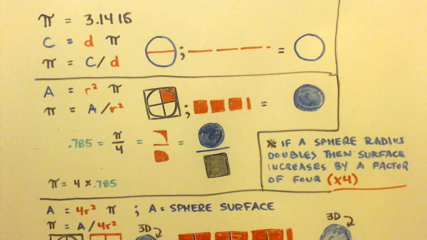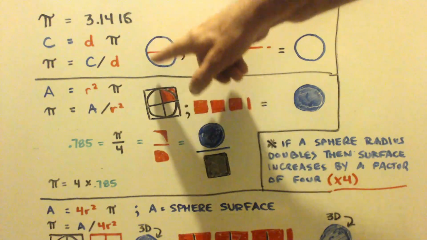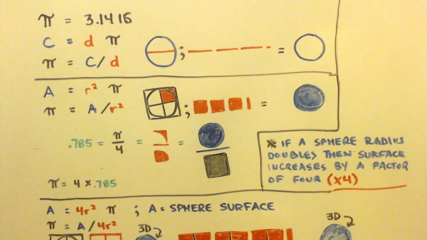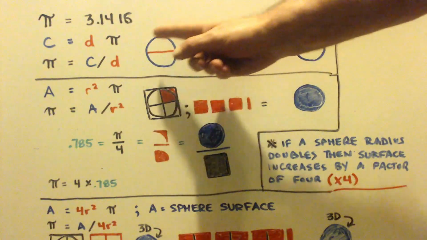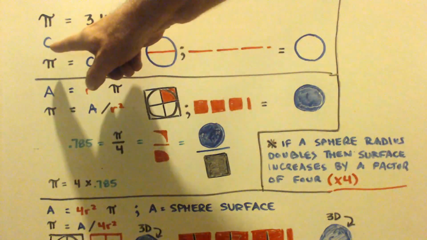Pi is a number, okay, just like a dozen is 12. It's just a number, and it's 3.1416. Now, what is it though? Most definitions will tell you that pi is a ratio of the circumference and the diameter. Okay, so what does that mean? That means the circumference and the diameter are equal, C equals D.